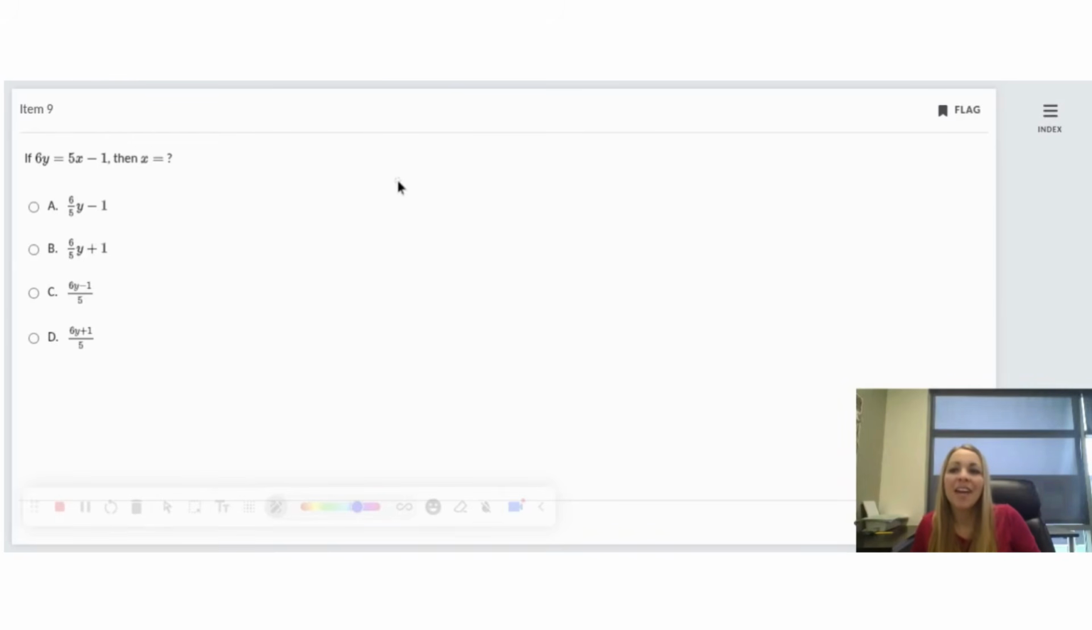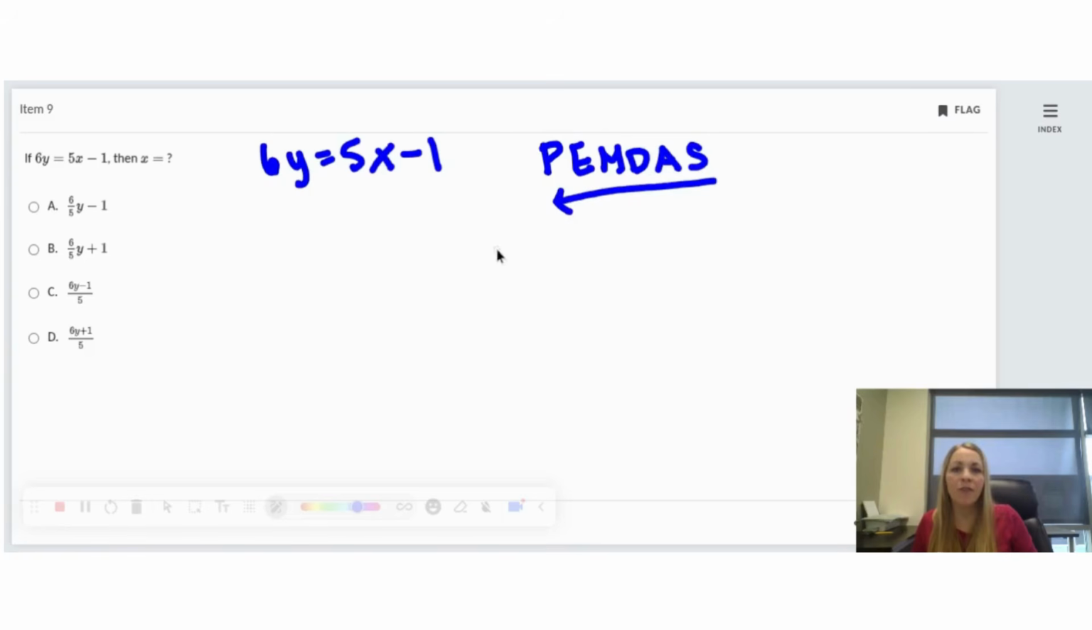Question number 9. If 6y equals 5x minus 1, then x equals what? I'm just going to quickly rewrite this. 6y equals 5x minus 1. And realize that I need to get x by itself. To do this, I'm going to use the order of operations in a backwards fashion. Order of operations are parentheses, exponents, multiplication and division, whichever comes first, addition or subtraction, whichever comes first. And I'm going to go in this direction because I'm solving for x.